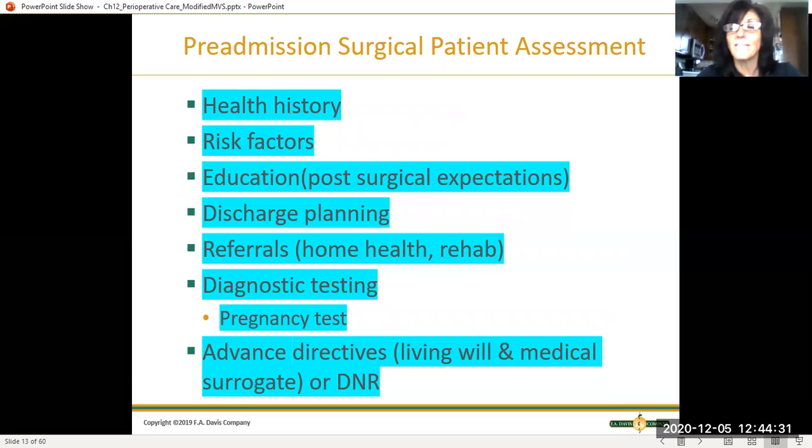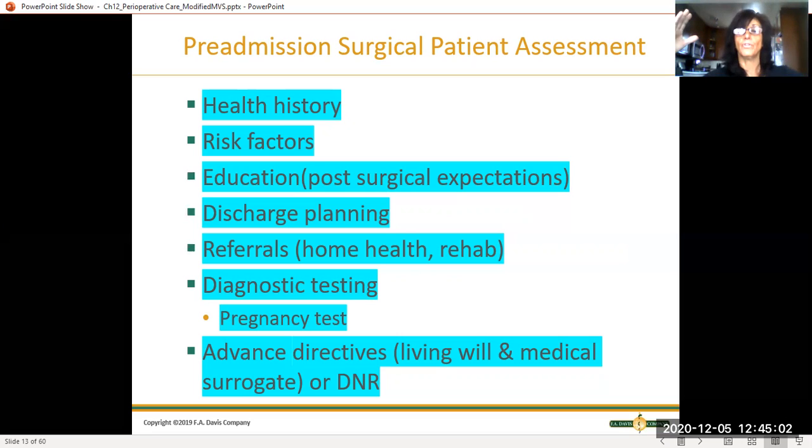And then diagnostic testing that needs to be done pre-surgery. Things like if it's a female, is she pregnant? We have to have a negative pregnancy test before we can give you anesthesia. Some people need cardiac clearance because they have underlying cardiac conditions. So they'll need to go see a cardiologist and maybe need an EKG or additional lab work done prior to being able to have surgery. And then the other thing, do they have advanced directives or a DNR?